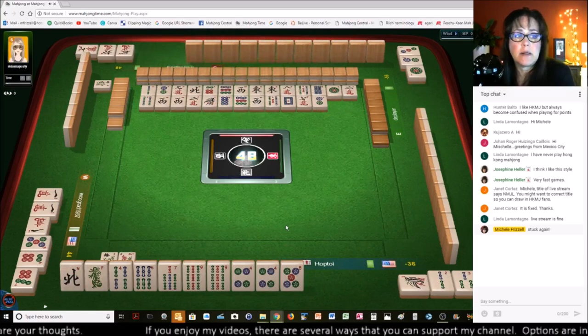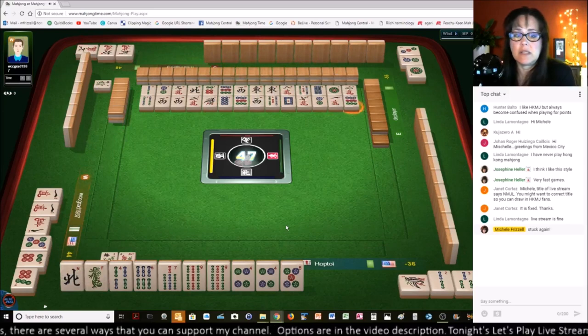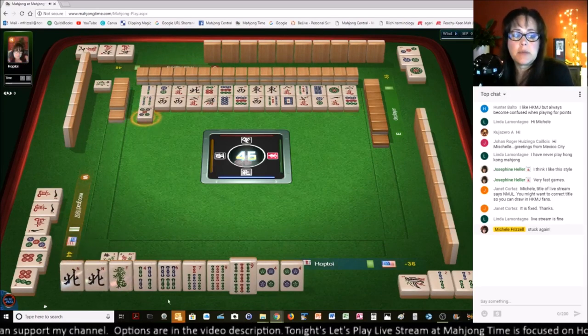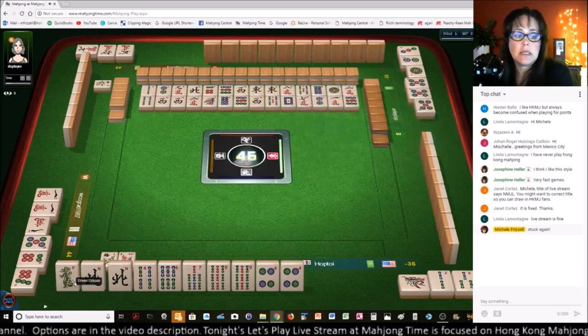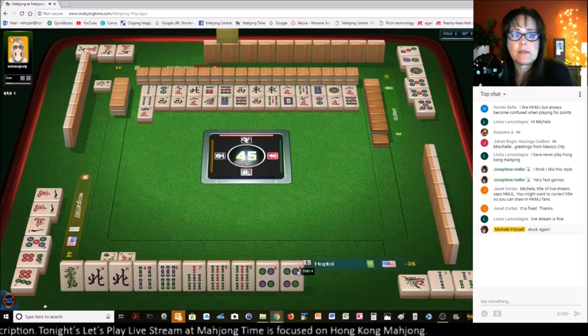Chow. One character. And we have good connectivity, actually. Ooh, there's a pair. Five dots. Might be able to get a pung of our seat wind. Pung of seat wind. Four characters. Okay, it's looking better.